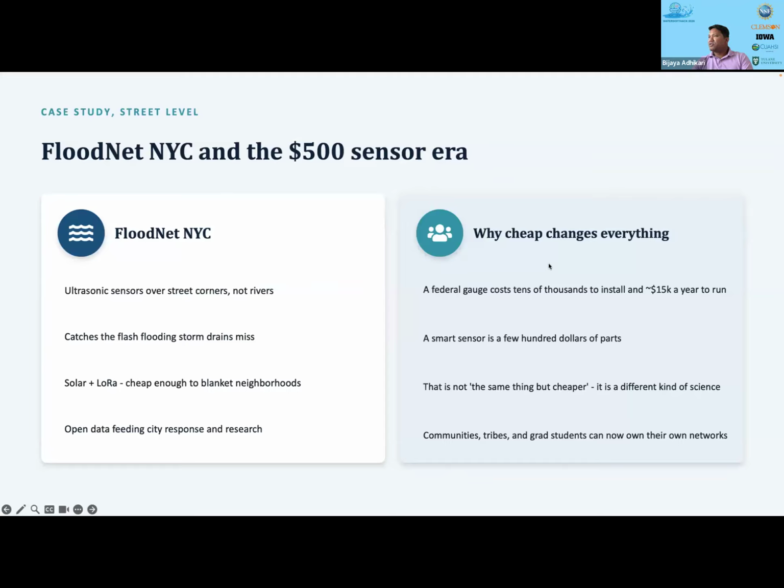So why does this change everything? Because a federal gauge like USGS costs tens of thousands to install, and 15K a year to run.